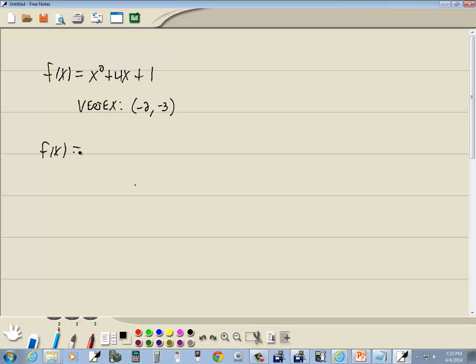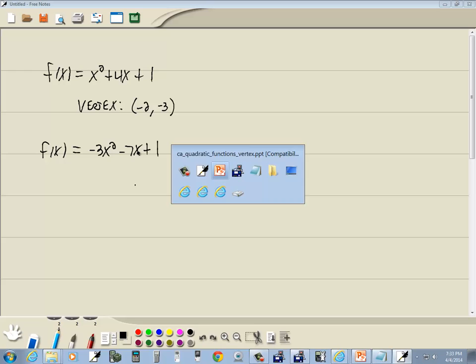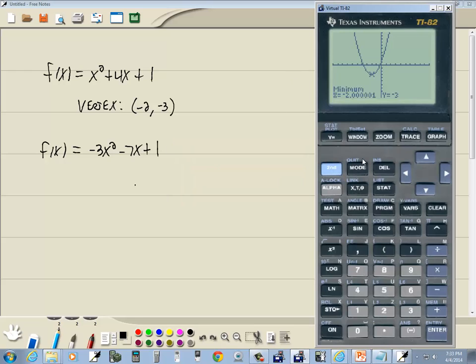Let's take a look at our next example. We've got f of x is equal to -3x squared minus 7x plus 1. So let's go graph this. Press y equals, press clear, do a -3, and then my x key, and then x squared minus 7x plus 1. Let me just push graph and see what it looks like. Okay, so it opens down. So here we have a maximum, and that again is our vertex. Your vertex is either your lowest point or your highest point, depending on whether it opens up or down.